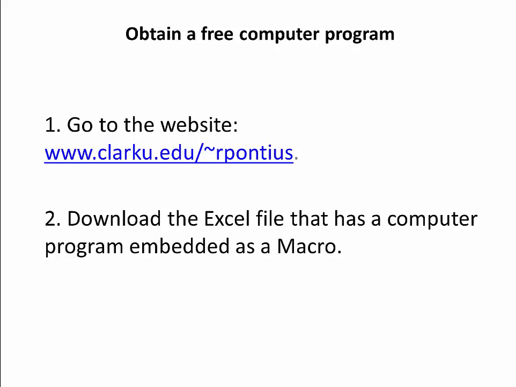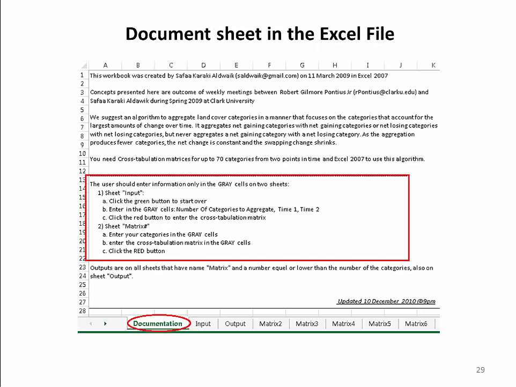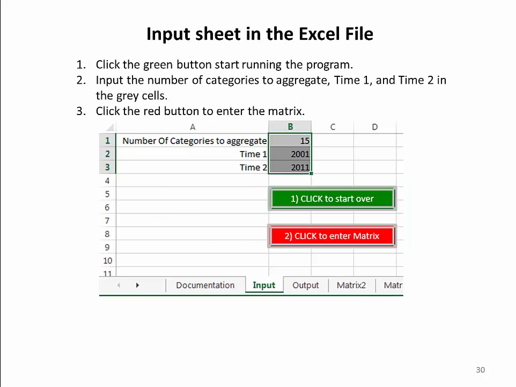You can perform behavior-based aggregation with your own data. Please visit the website to download an Excel file for free. The Excel file has a macro that performs behavior-based aggregation. When you open the Excel file, you must first read the documentation sheet to learn how to operate this program. And then, on the input sheet, click the green button to start running the program.